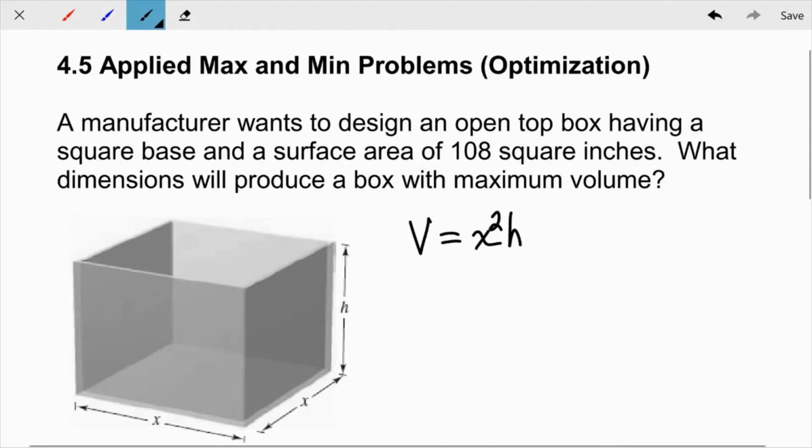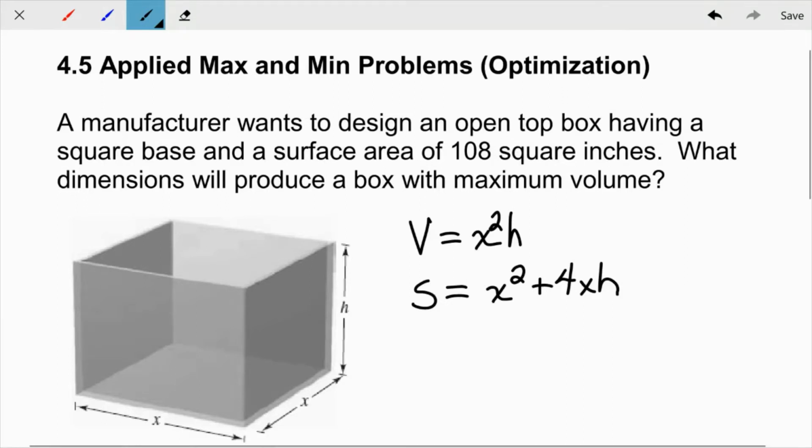Okay, so simple volume. Now, they also gave us some information about surface area. Now, I know I'm trying to maximize the volume, so that's really what I want to be working with. But the surface area is serving as what we call a constraint. So we have this constraint that the surface area has to be 108. So I know that the area of the base is x squared, and the area of the four sides, they're all x times h.